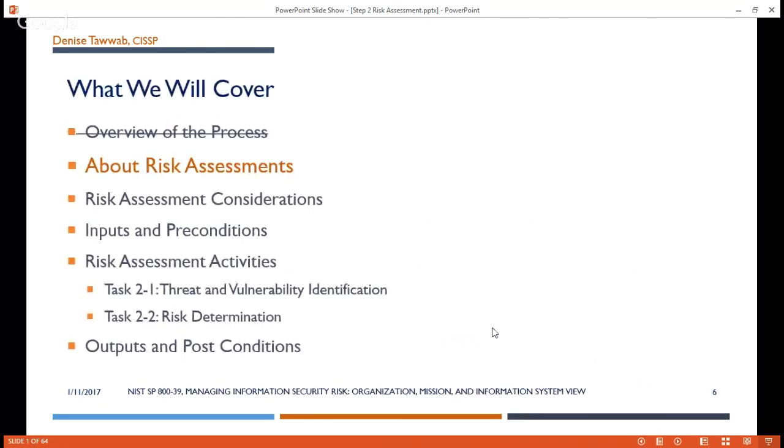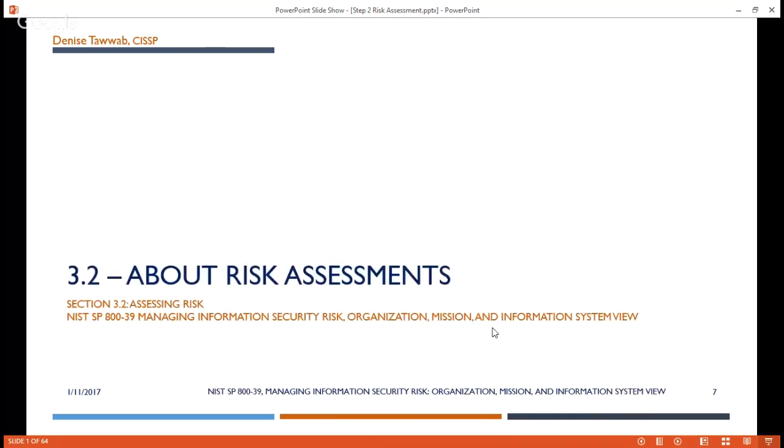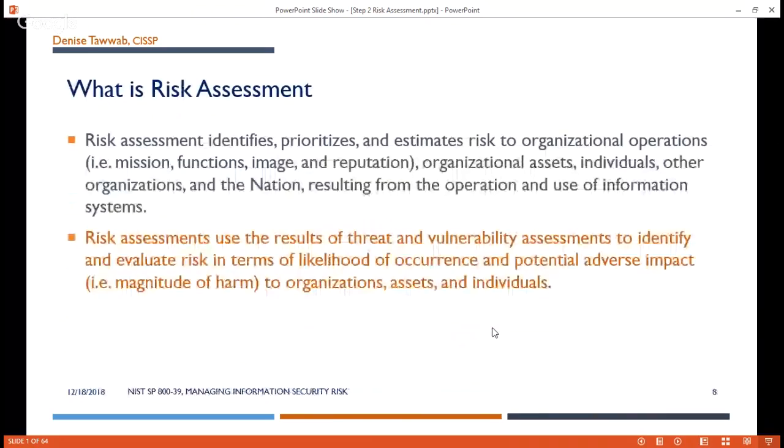All right, about risk assessments. Let's talk. What is a risk assessment? Risk assessment identifies, prioritizes, and estimates the risk to your organization's operations, your organization's assets, individuals, other organizations, and for some organizations, and especially federal agencies, the nation. The risks that result from the operation and use of information systems.